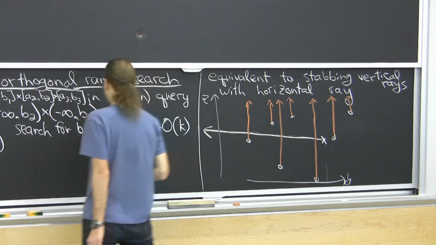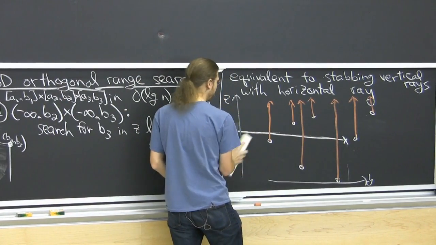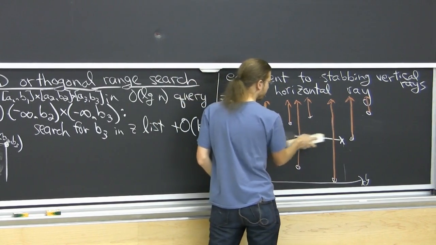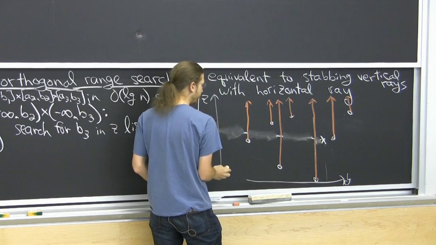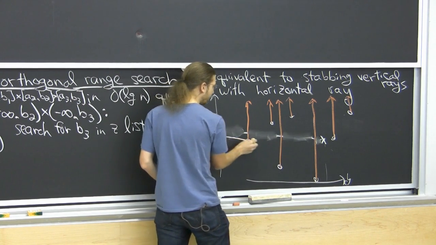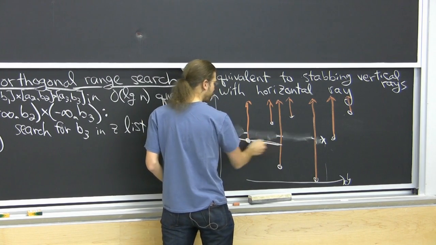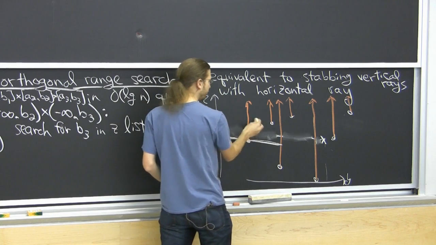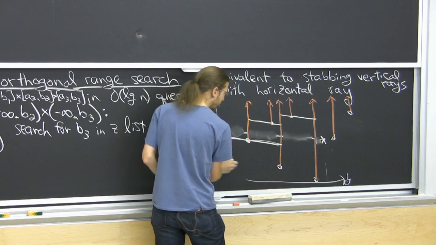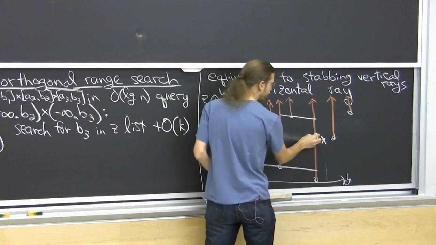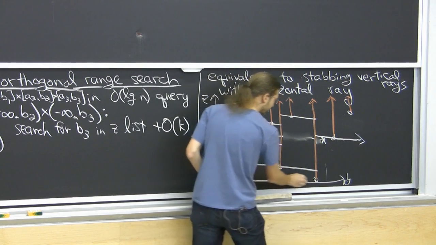And the way that Chazelle did this, I'm going to erase the query ray, is to decompose the plane in a pretty simple way. We're going to draw a horizontal segment from each point. We're going to extend it to the right until it hits something, extend it to the left. In this case, it goes off to infinity. Here I extend this guy, extend this guy, extend this guy, extend this guy, and extend this one out here.